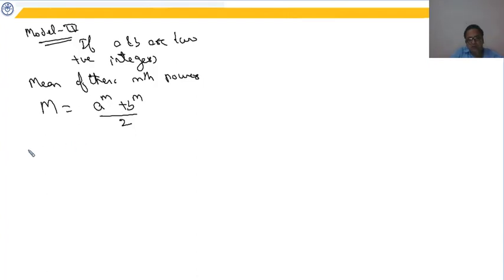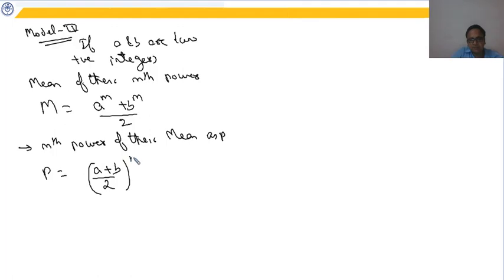And the mth power of their mean, the other term, is P. P is equal to ((a plus b) by 2) to the whole power m. P is the mth power of their mean. We are taking two positive integers right now. Mean of their mth power is M, that is (a to the power m plus b to the power m) by 2, and the mth power of their mean we assume as P, ((a plus b) by 2) whole power m.